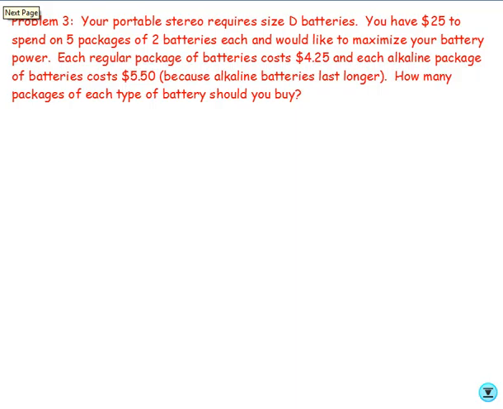So example 3. Your portable stereo requires size D batteries. You have $25 to spend on 5 packages of 2 batteries each, and would like to maximize your battery power. Each regular package of batteries costs $4.25, and each alkaline package of batteries costs $5.50 because alkaline batteries last longer. How many packages of each type of battery should you buy?